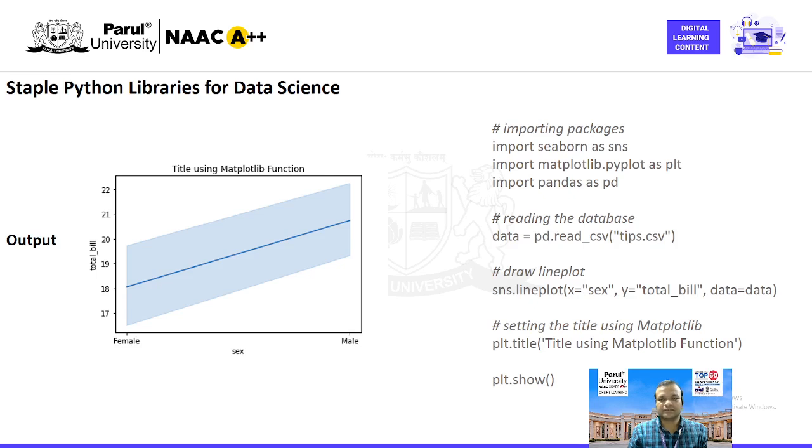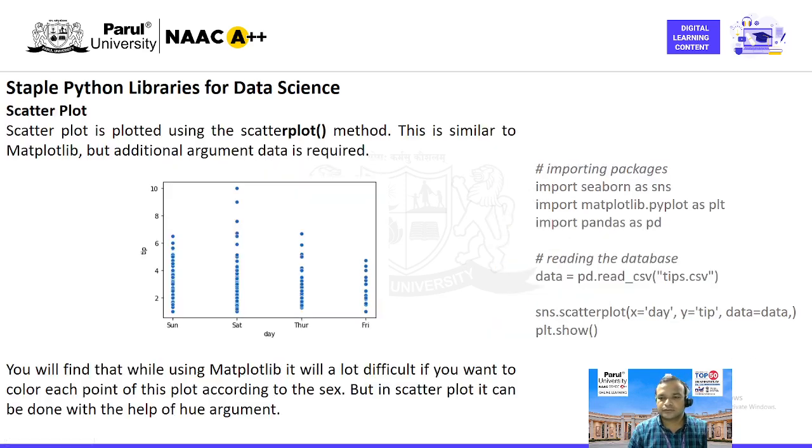So sns, this is the Seaborn library we use here. lineplot, x is equal to sex, y is equal to total_bill. That means x represents the sex parameter and y represents the total_bill parameter, and data is equal to data. Setting the title, if you want to set the title, you can use plt dot title. So we use the Seaborn library as well as Matplotlib to visualize the data.